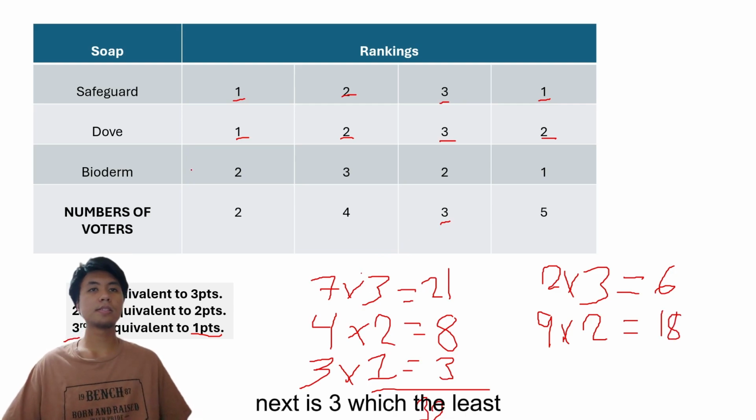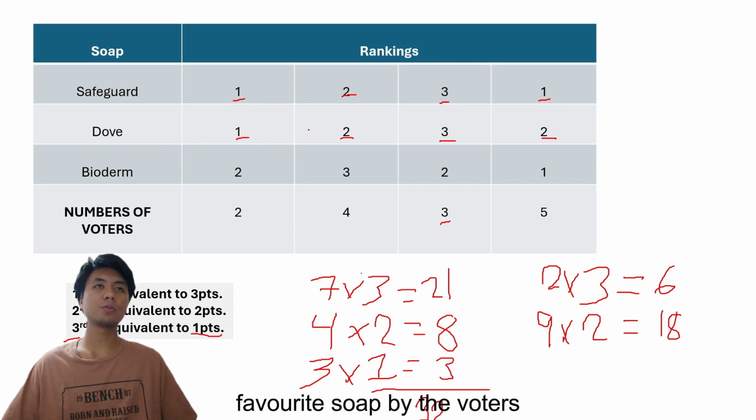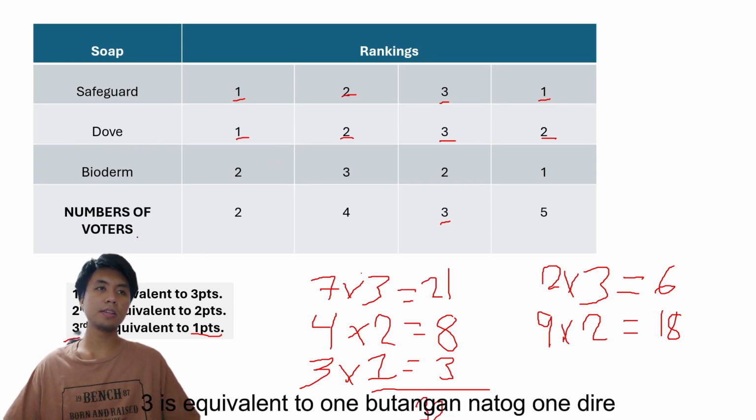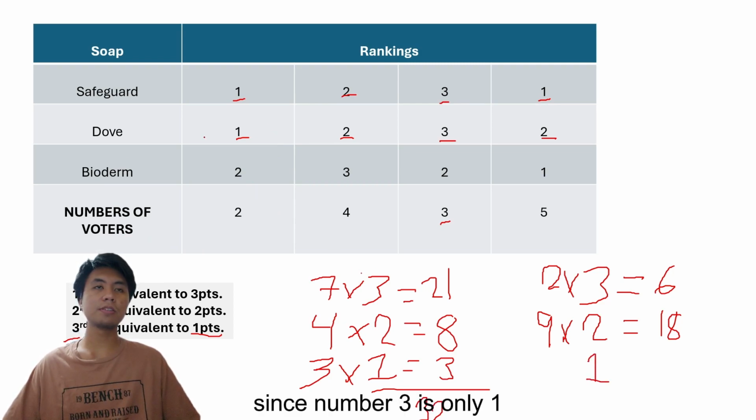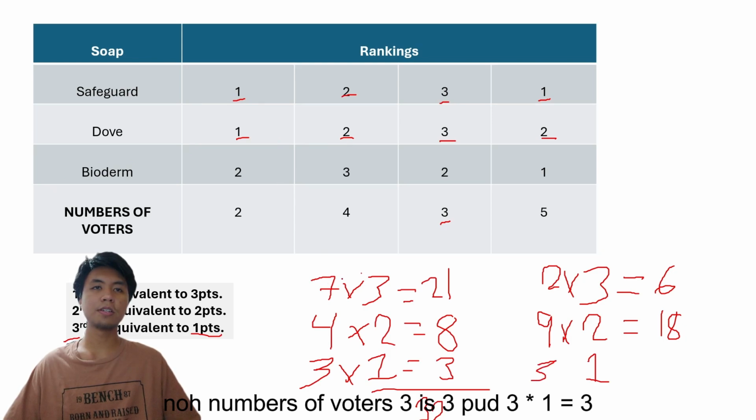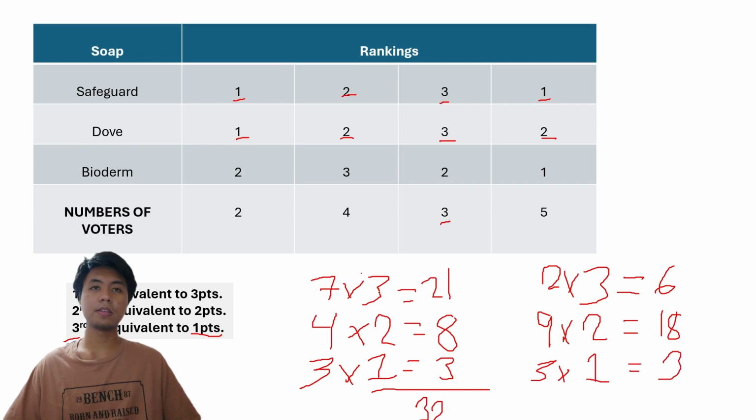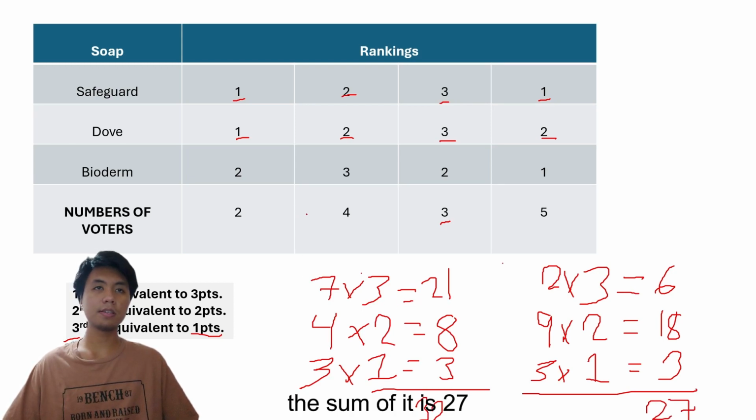Next is third, which is the least favored soap by the voters. Third is equivalent to 1 point. Since there is only one third, the number of voters in third is 3. 3 times 1 equals 3. The sum of it is 27.